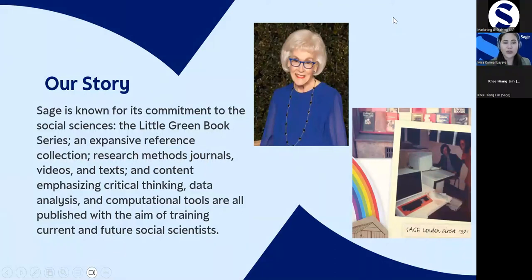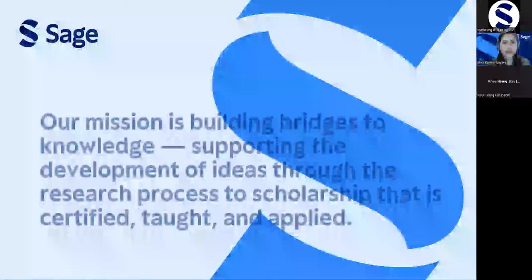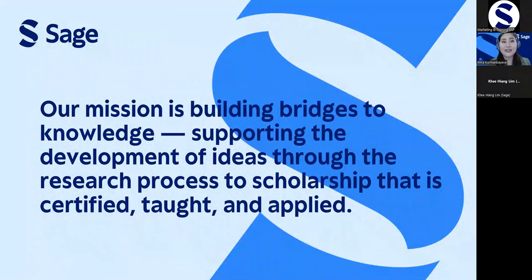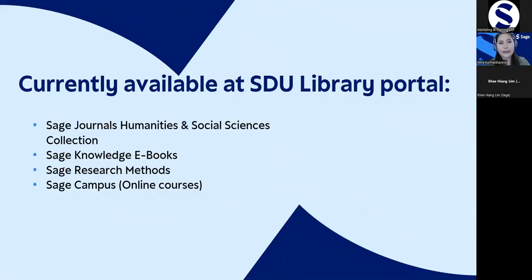Sage is known for its commitment to the social sciences. We began with the Little Green Book series, an expansive research reference collection. We also have other content like research methods journals, videos, texts, content emphasizing critical thinking, courses, data analysis, and a lot of tools available for you to use. And since 1965 until today, we have been pursuing one mission, which is building bridges to knowledge, supporting the development of ideas through the research process to scholarship that is certified, taught, and applied.